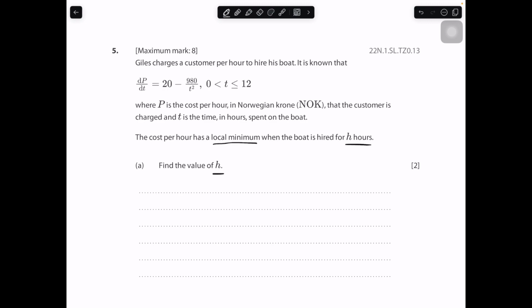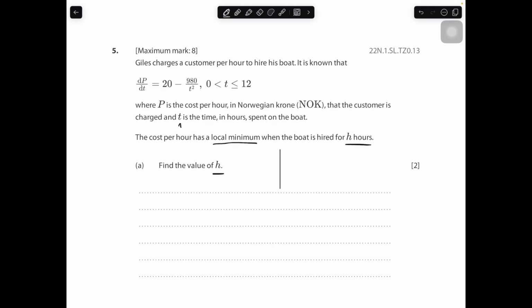So t is the time in hours spent on the boat. We know that the cost per hour has a local minimum when the boat is hired for h hours. So for some number of hours that we rent the boat, the cost per hour has a minimum. Okay, so what does that mean?